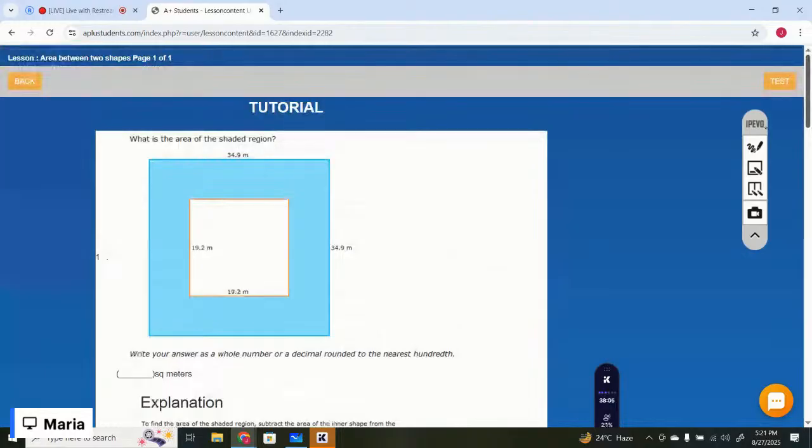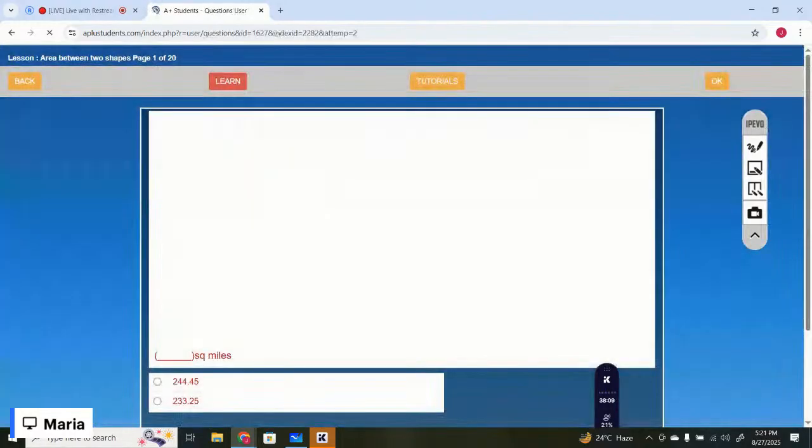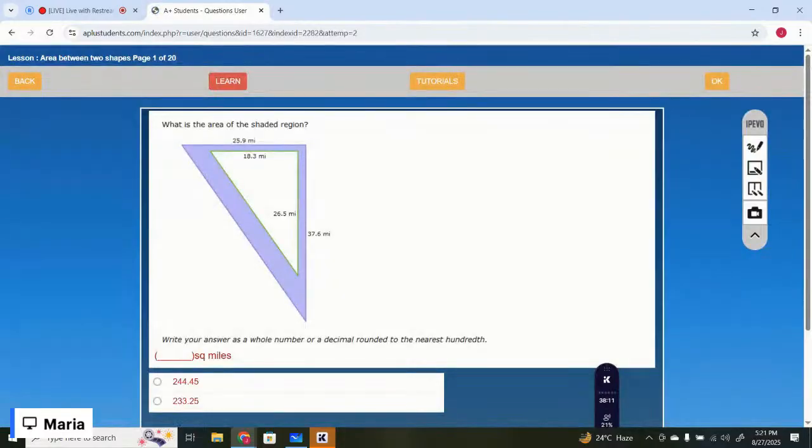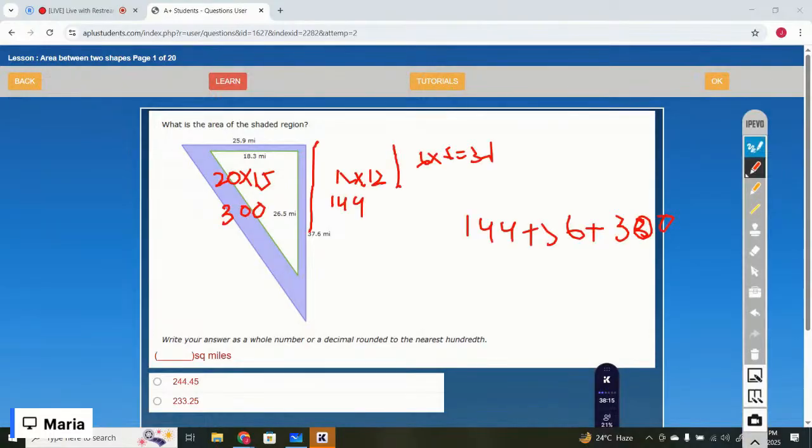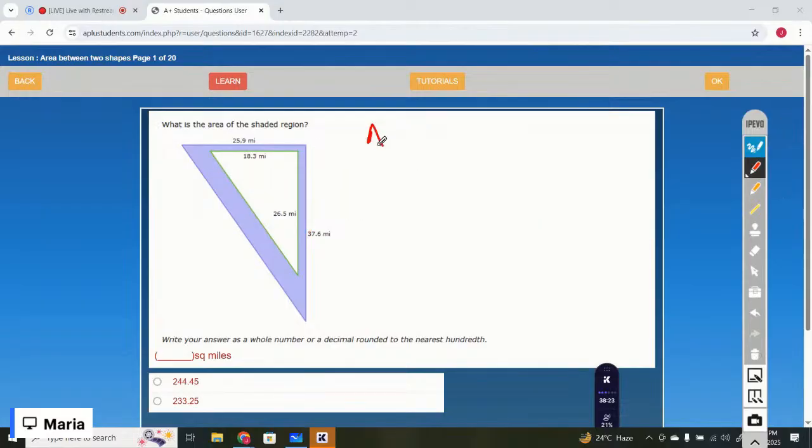Let's just start with the test questions. What is the area of the shaded region? Calculate the area of the white region and the color region, right? So the given shape is a triangle. The area of the triangle is half times base times height.